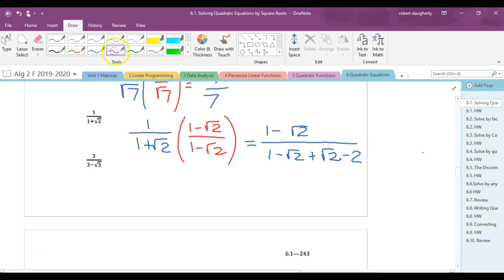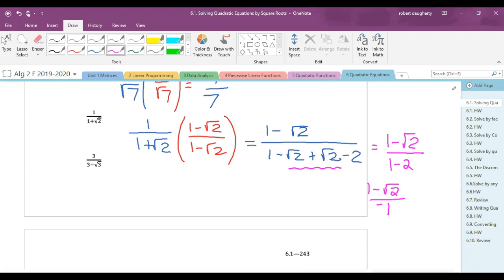Yeah, just like in complex conjugates, what you see there, what is the square root of 2 minus the square root of 2? That's 0. So by design, I multiplied by this so I could get that to go away. So this becomes 1 minus the square root of 2 over 1 minus 2. What is 1 minus 2? Negative 1. So this is 1 minus square root of 2 over negative 1.